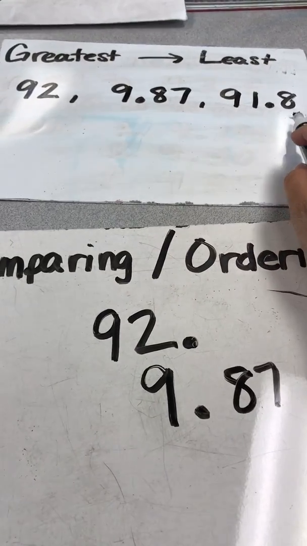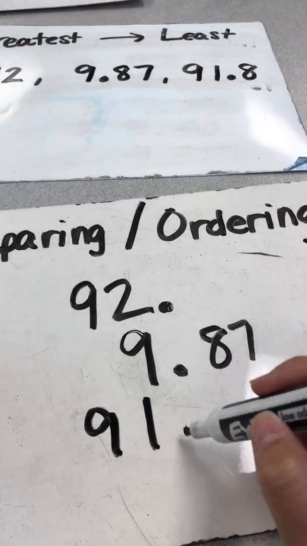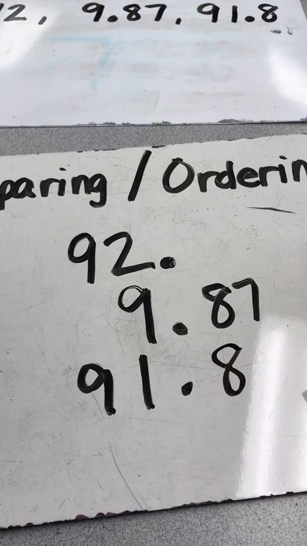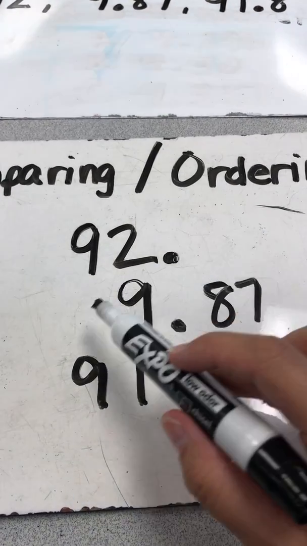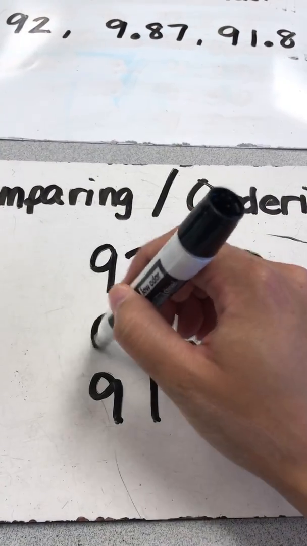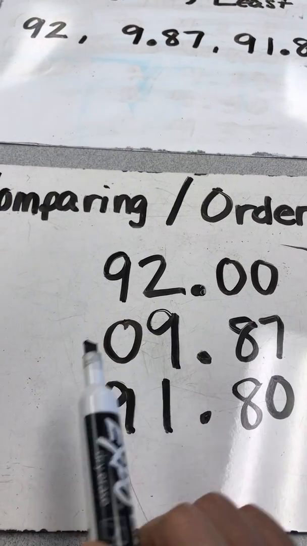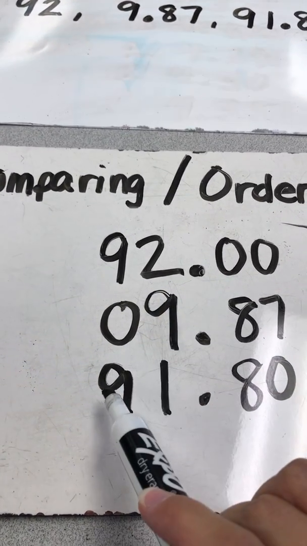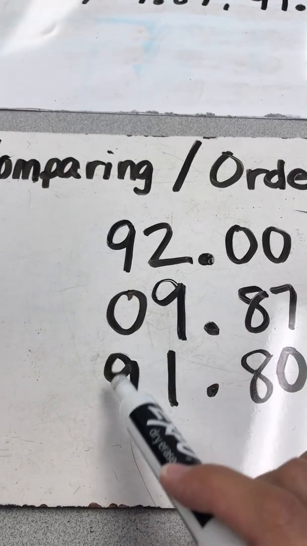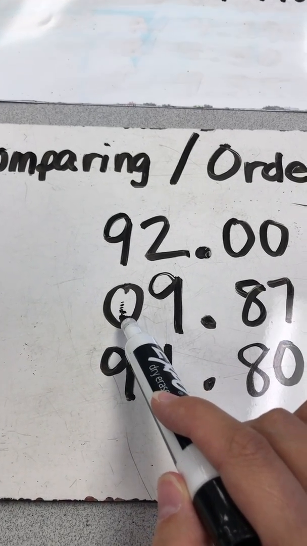Then we have 91 and 8/10. So my 91 should line up in the tens in the ones place. And my 8/10 should be in the tenths place. We have lots of open spaces to show that we can put place value holder zeros there. So now all of my numbers have the same number of digits. I'm going to start all the way on the left. I have a 9, a 0, and a 9 in the tens place. So the 9 and the 9 are the same, so I don't really know which one's larger there, but I know that the 0 makes this number the smallest.